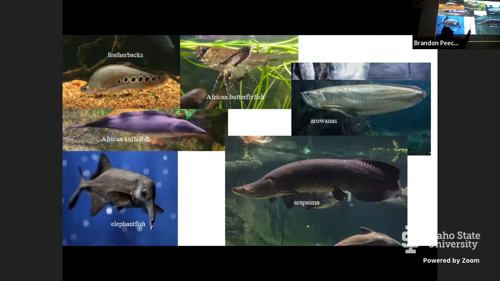You can see things like arowanas and butterfly fish, with all their sensory structures, their barbels, their mouths, their eyes. They stare at the surface and grab unlucky bugs, unlucky baby birds, unlucky whoever falls into the water, which is really cool. The African butterfly fish is also a great example of a fish that independently has the ability to glide. They can jump out of the water and glide. Kind of fun.